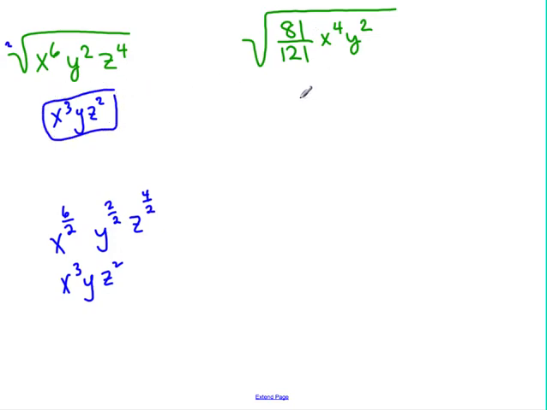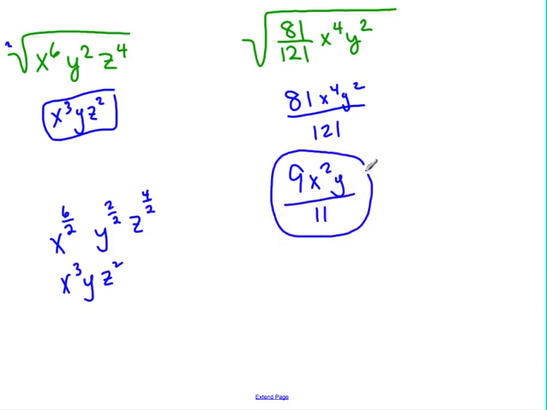This last one looks a little complicated. Some people will rewrite this as 81x to the fourth y squared on top and 121 on the bottom. Not a huge deal. It just comes out. You can think of each one of these terms individually. So that would be 9x squared y, and that should all be over 11. That'd be your final answer, just written like that.